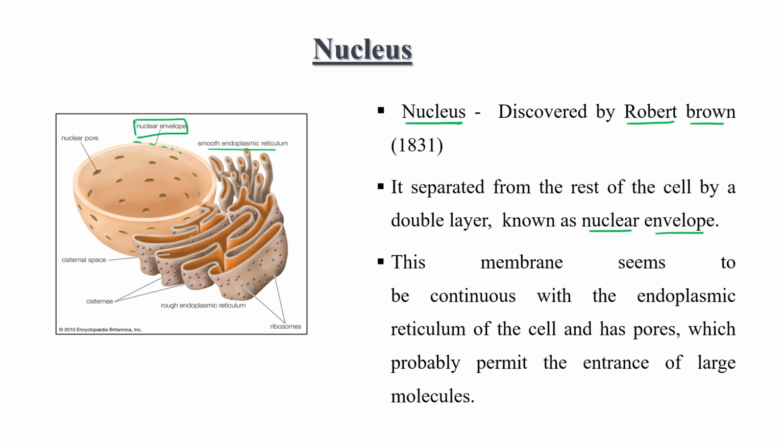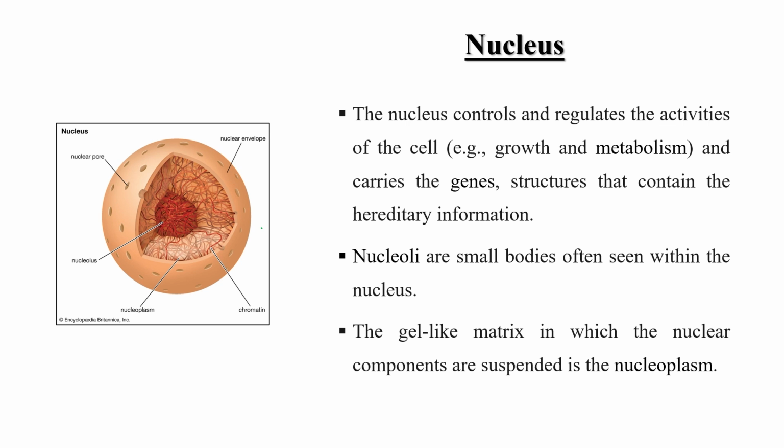So this membrane seems to be continuous with the endoplasmic reticulum, and this nuclear envelope has some pores also, which permit the entrance of some large molecules inside the nucleus. As you can see, this is the nuclear envelope, and these are the nuclear pores. Inside the nucleus there is again a gel-like, semi-fluid structure, which is known as nucleoplasm. And inside the nucleus is all the nuclear control and regulation of activity.